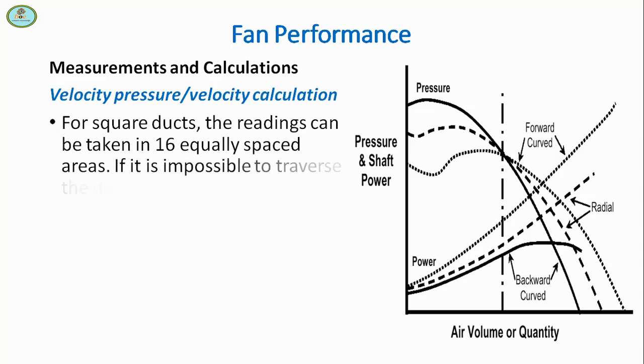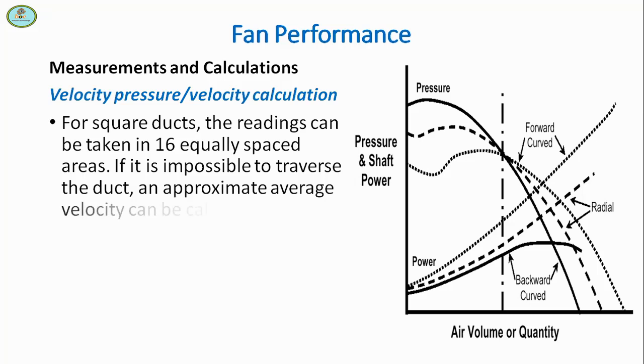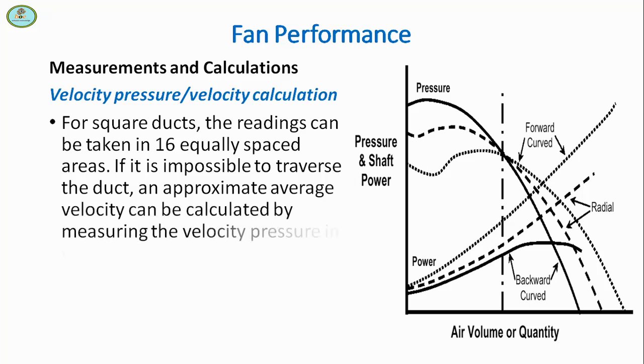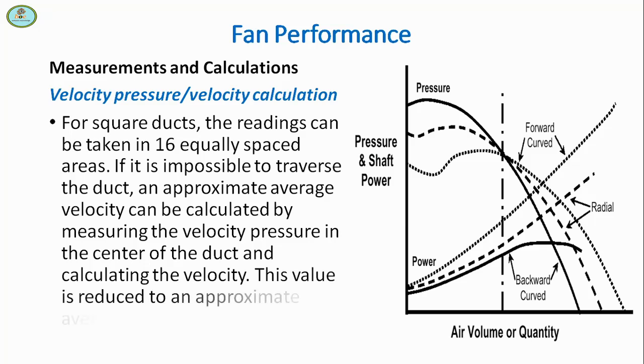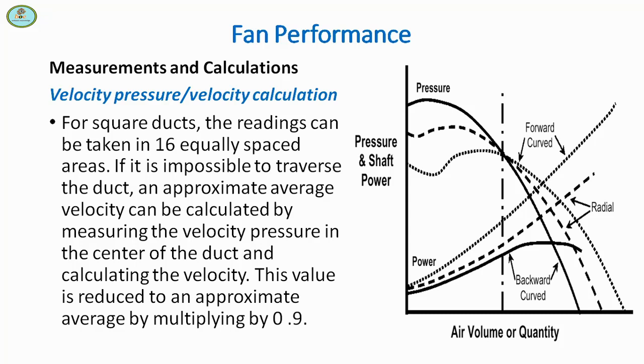If it is impossible to traverse the duct, an approximate average velocity can be calculated by measuring the velocity pressure in the center of the duct and calculating the velocity. This value is reduced to an approximate average by multiplying by 0.9.